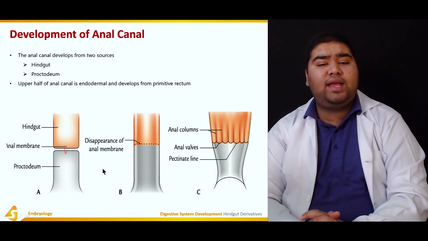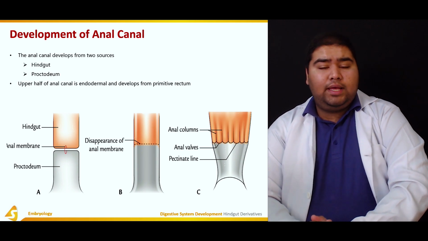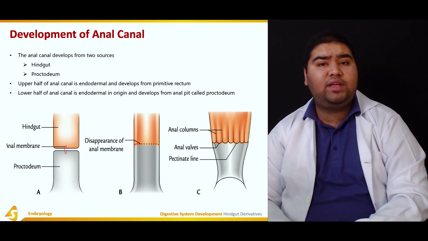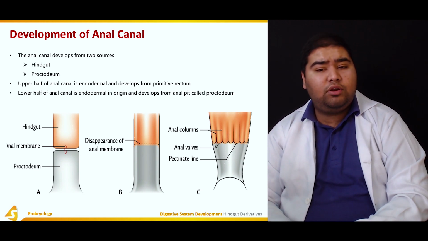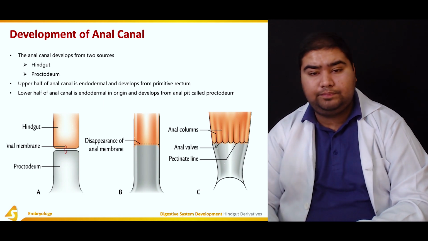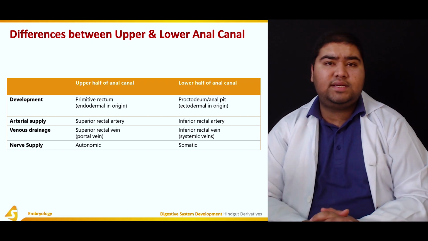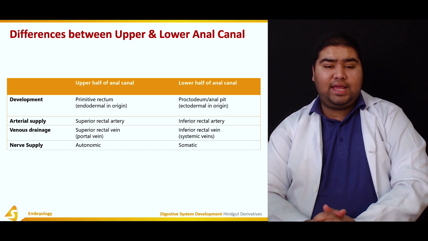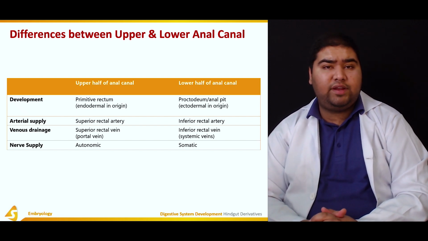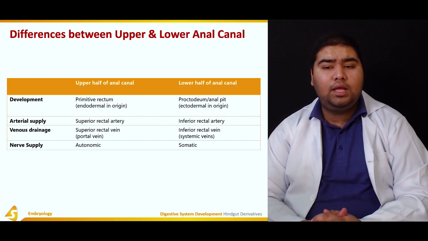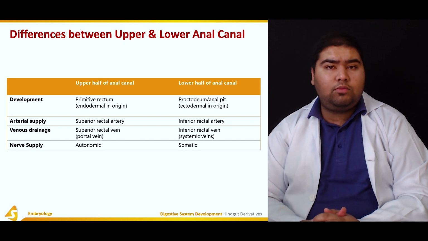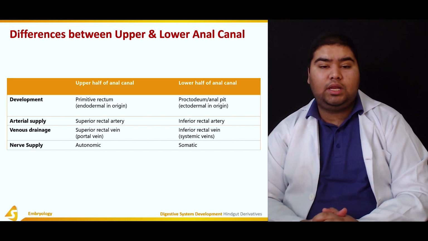So the upper half of the anal canal is endodermal, and it develops from the primitive rectum. The lower half of the anal canal develops from the anal pit, which is known as the proctodeum. So these are the differences between the upper and the lower parts of the anal canal. Developmentally, the upper half develops from the primitive rectum, which is endodermal in origin, and the lower half of the anal canal develops from the proctodeum or the anal pit, which is ectodermal in origin.